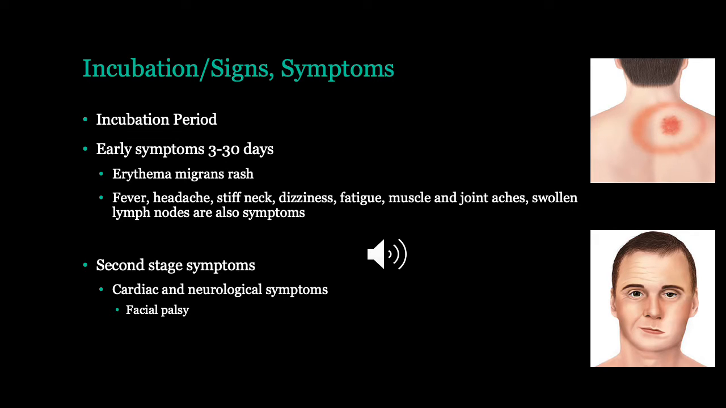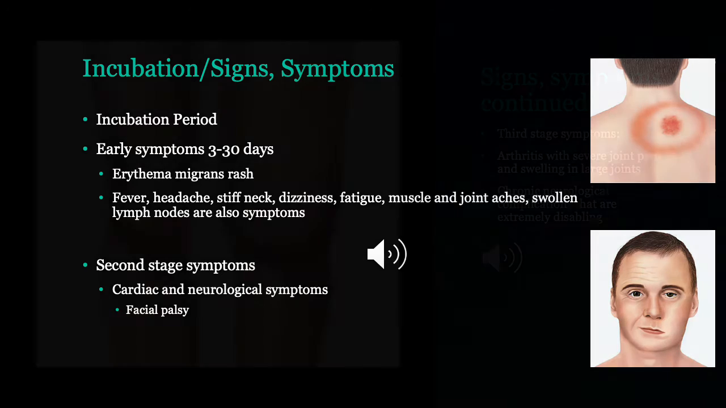If not treated early enough, the disease can progress to the second stage where cardiac and neurological symptoms occur. One example is facial palsy. This can be described as the loss of muscle tone or drooping of one or both sides of the face.